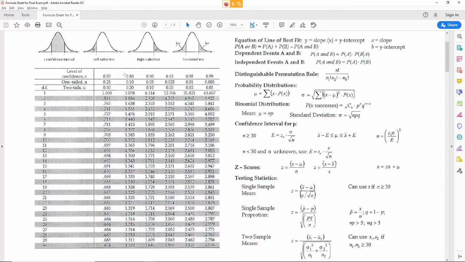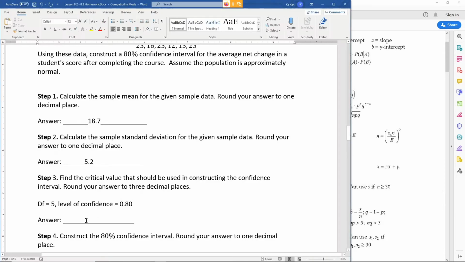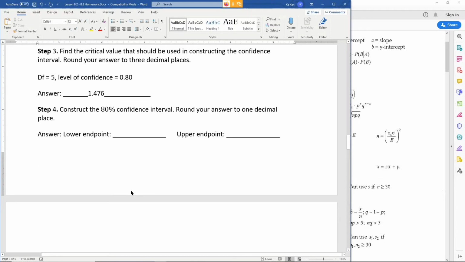0.80 is right here. And the sample, the degree of freedom is 5, right? Was it 5? Yep. So the 1.476. That's the critical value. Again, doesn't mean much right now. It will mean a little bit more later on when we do hypothesis test.